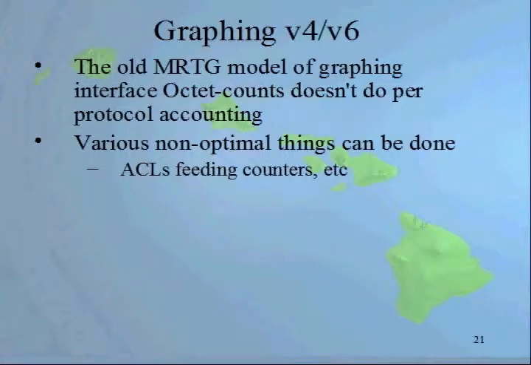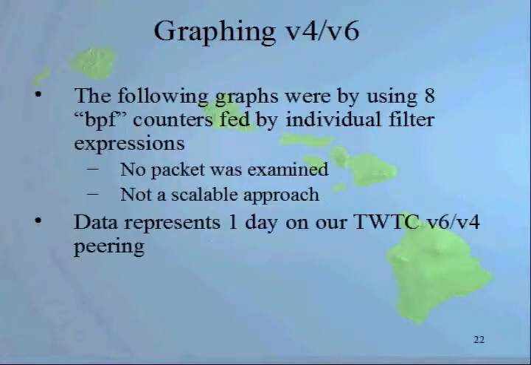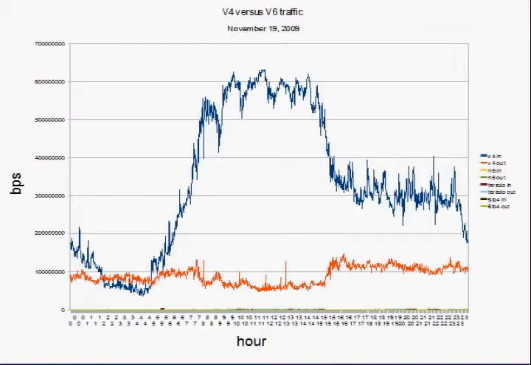This is a graph of all traffic, but I wrote tiny little programs, and I ran 8 instances of that program in order to listen on an interface and count octets for 4 different types of traffic. The first one is v4, the second one is native v6, the third one is Teredo, and the fourth is 6-4. So this copy of this graph shows the v4 traffic dominating.